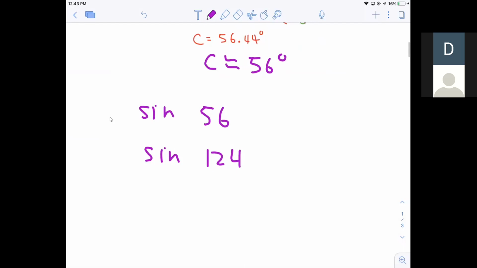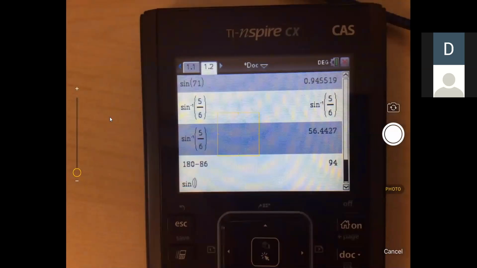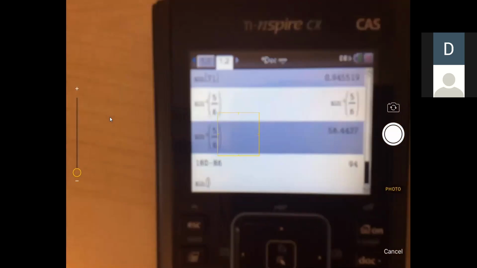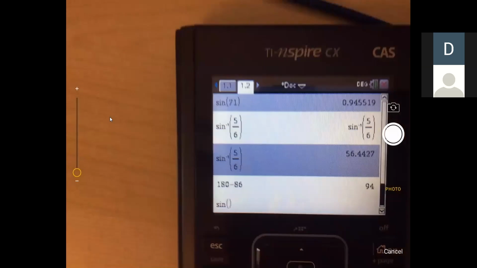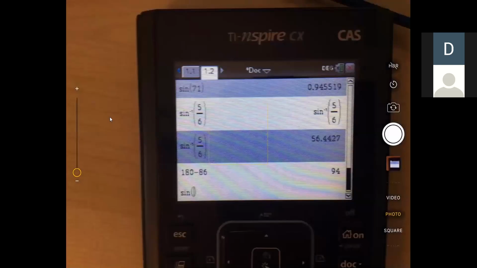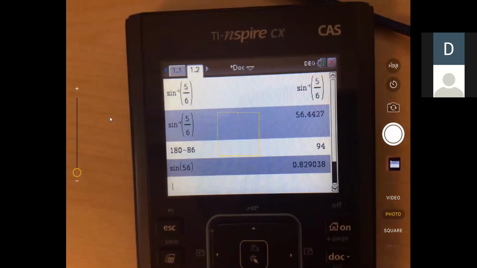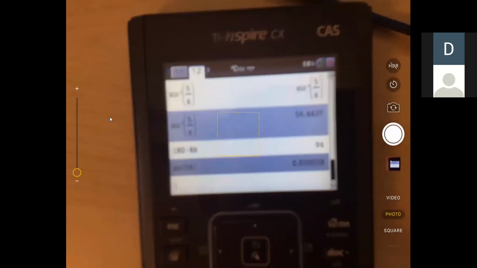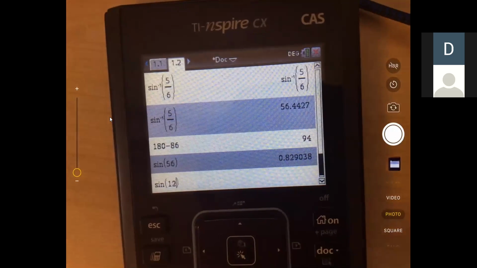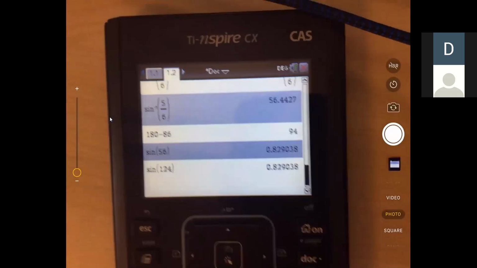And I'll show you that on the calculator. Let's take a look. Camera. Right, this is pretty hard for me to do, so if I make mistakes, I keep forgetting the angles. All right, what was it? 56 and 124. So sine of 56, and sine of 124. It's the same ratio, 0.829, 0.829.